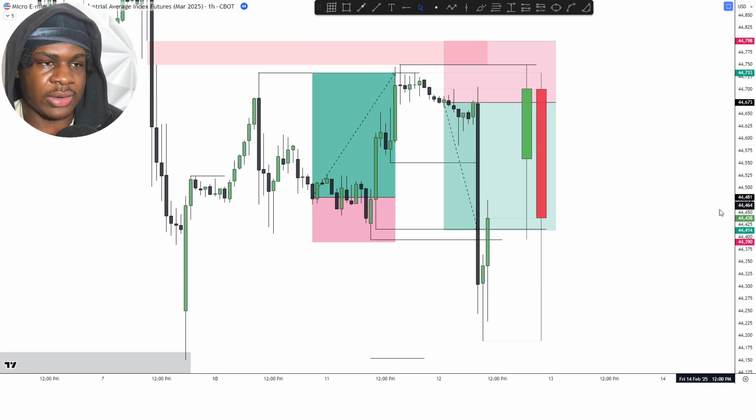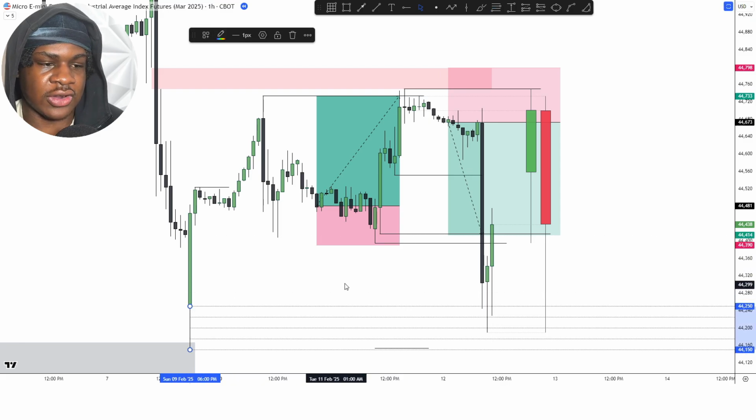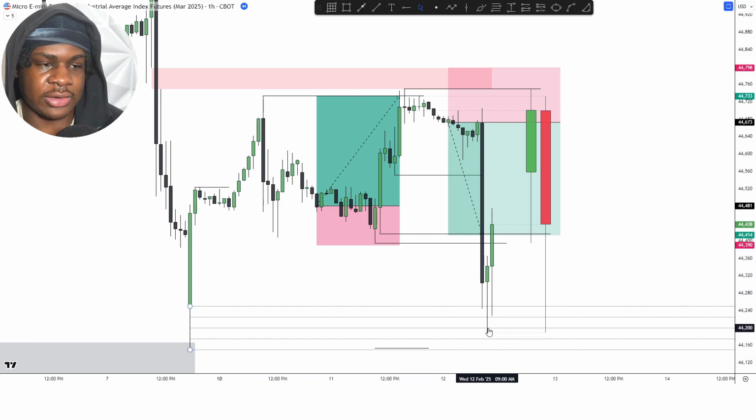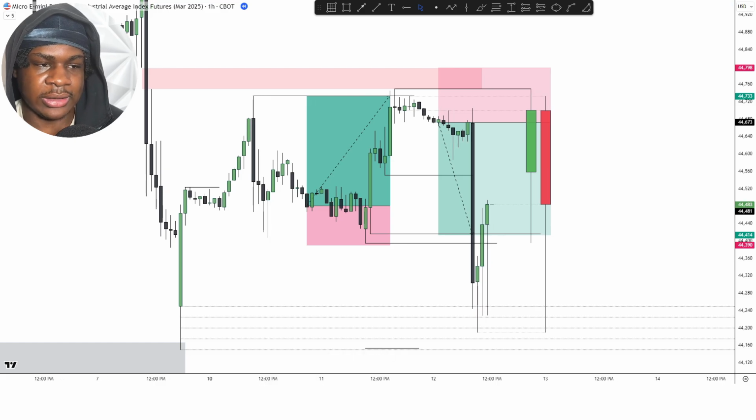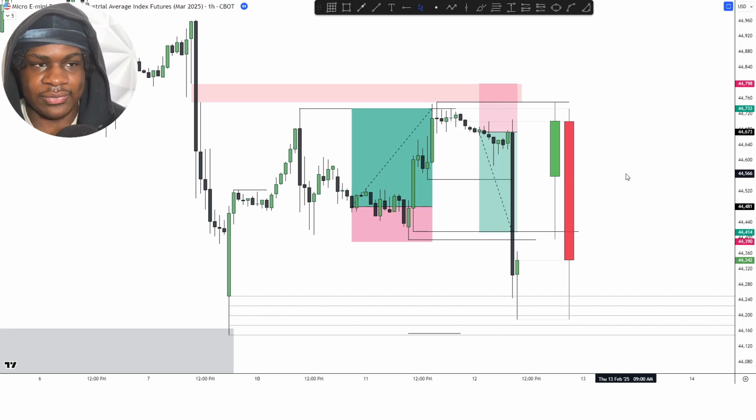And as you can see right here, CPI comes out and we see this massive break to the downside, coming all the way back down into where? Coming back down into this rejection block down here. Came down into 50% to then ultimately find support to push higher. And these are the two trades that I took, which made me a little over $3,000 on both of these trades, making me a little over $6,000 using the exact same framework that I just taught you.